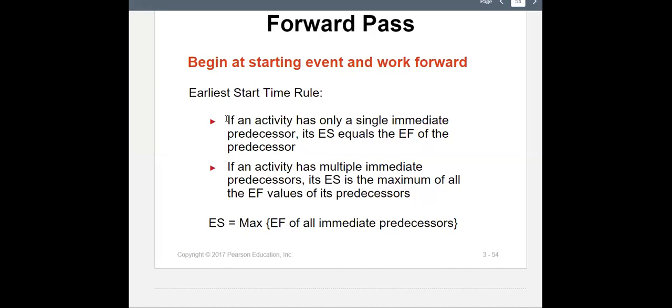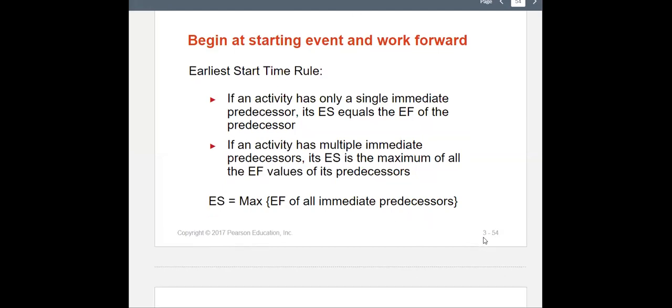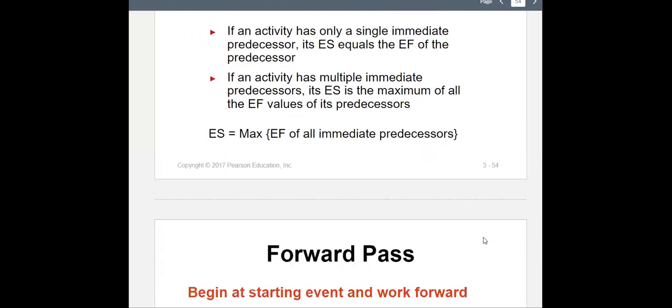Okay, these parts. So if an activity has only a single immediate predecessor, its earliest start equals the earliest finish of the predecessor, right? If an activity has multiple immediate predecessors, its earliest start is the maximum of all earliest finish values of its predecessors. So ES, earliest start, is the maximum of EF of all immediate predecessors. So let's see what that means.